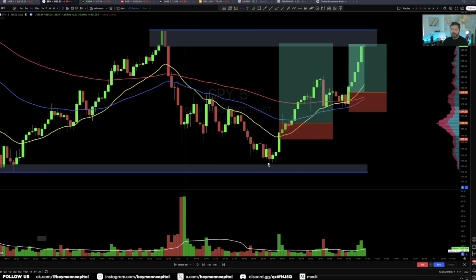So it's a perfect bull flag. We have the first pole here, consolidation, little pullback, and boom, continuation to the next level. So here, you never know.